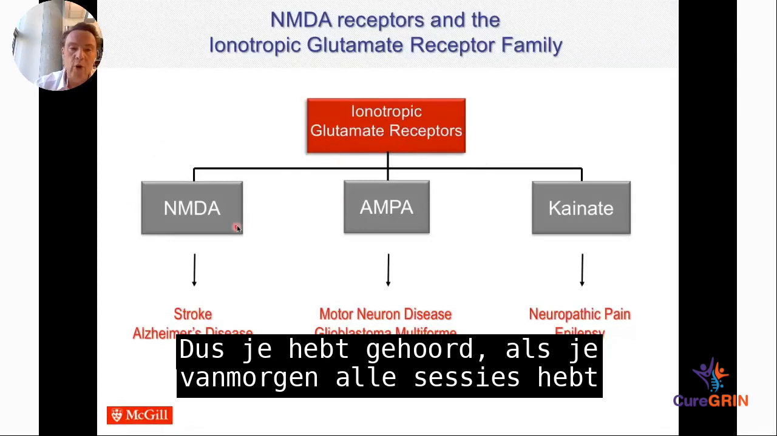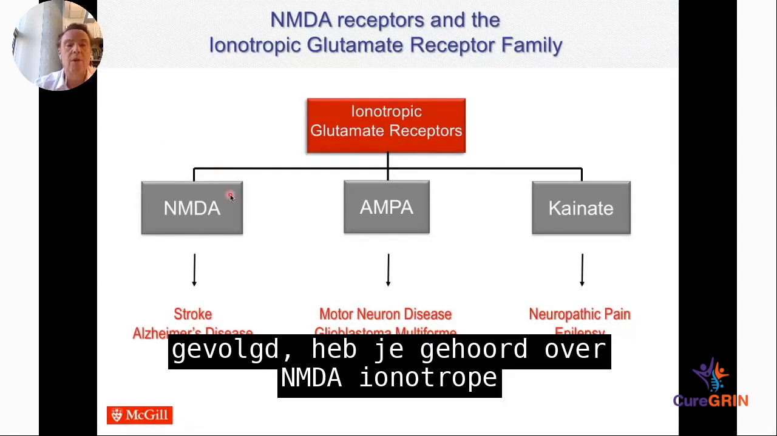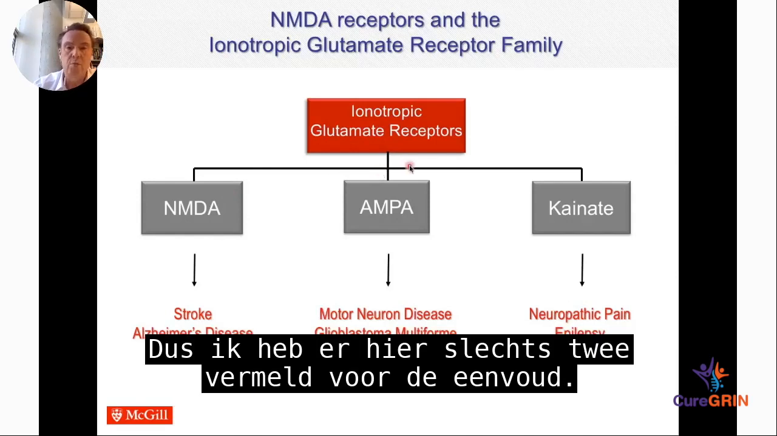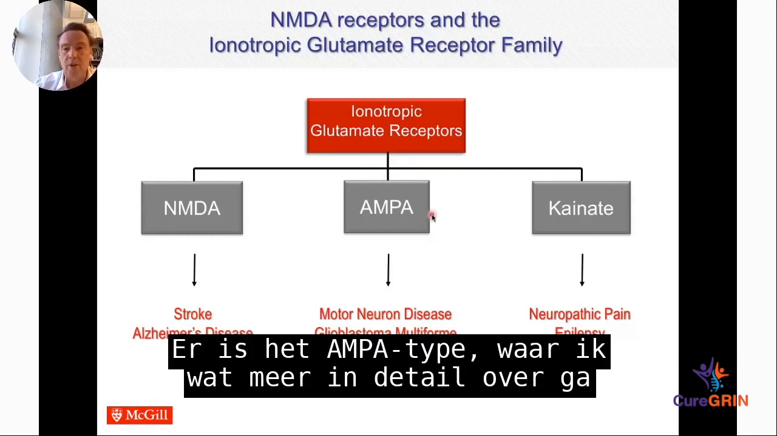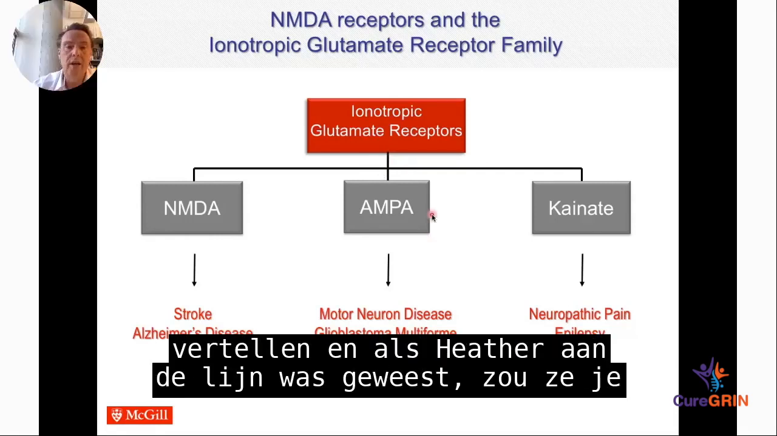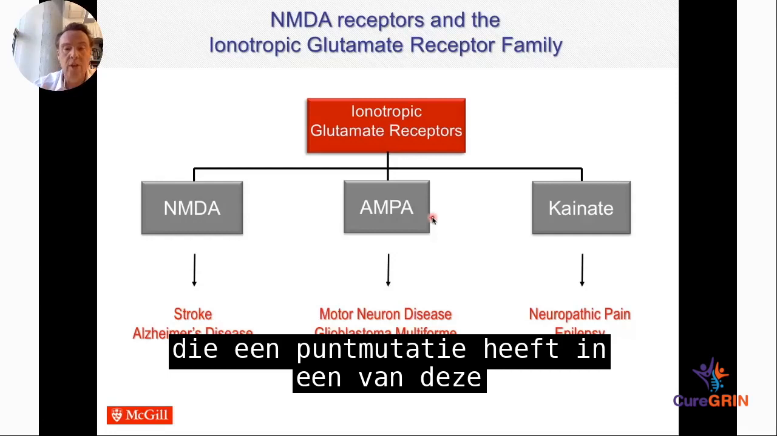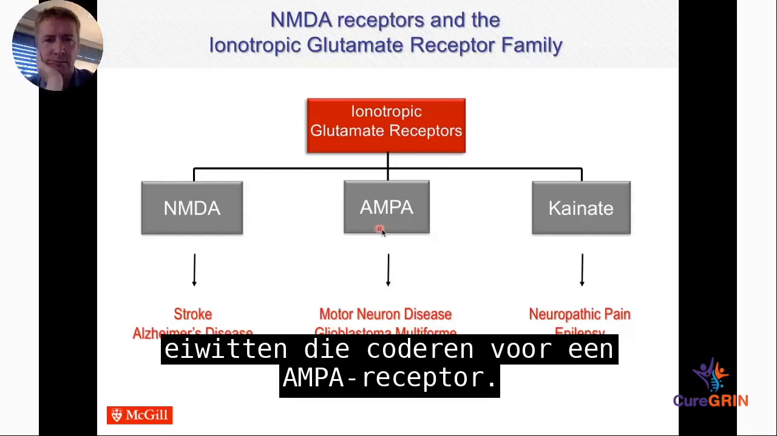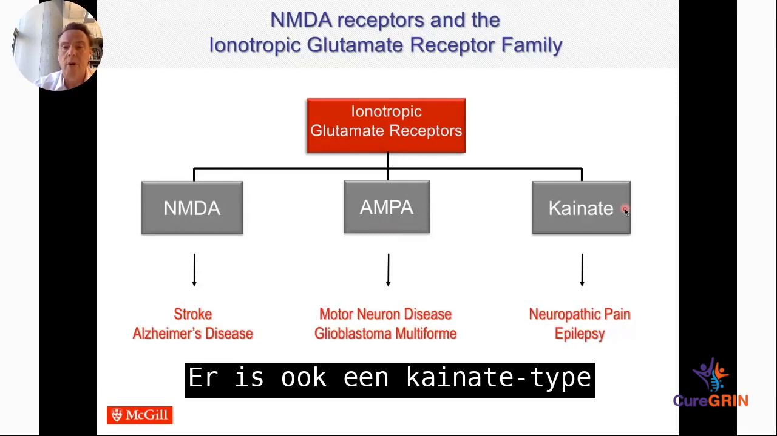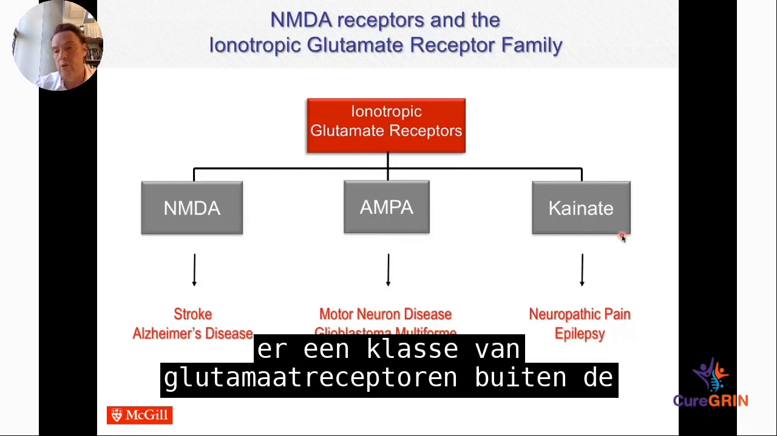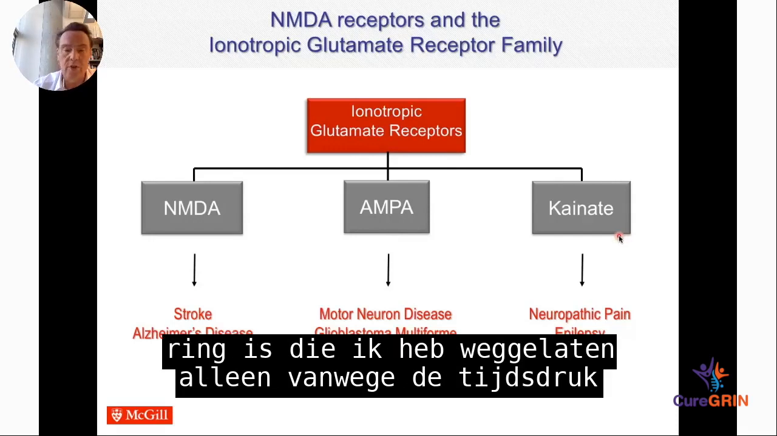So you've been hearing, if you've been following all the sessions this morning, about NMDA type ionotropic glutamate receptors, but there's at least 2 or 3 other types of ionotropic glutamate receptors. I've only listed 2 of them here for simplicity. There's the AMPA type, which I'm going to tell a little bit more about in detail. And if Heather had been on the call, she would have told you a little bit about her son, who has a point mutation in one of these proteins that encode an AMPA receptor. And there's also a kainate type of ionotropic glutamate receptors. And something I've missed is there's an orphan class of glutamate receptors, which I've omitted just because of the time constraints that I have.